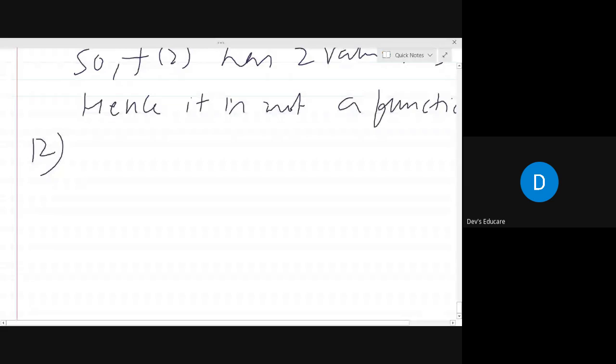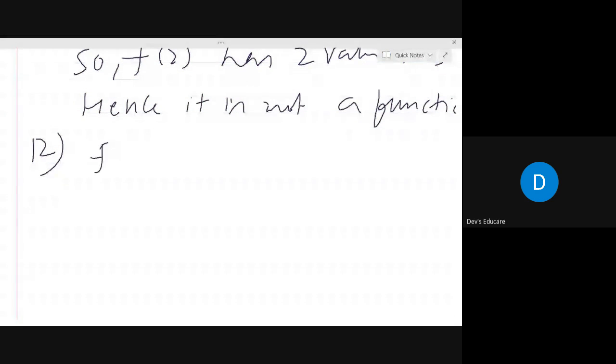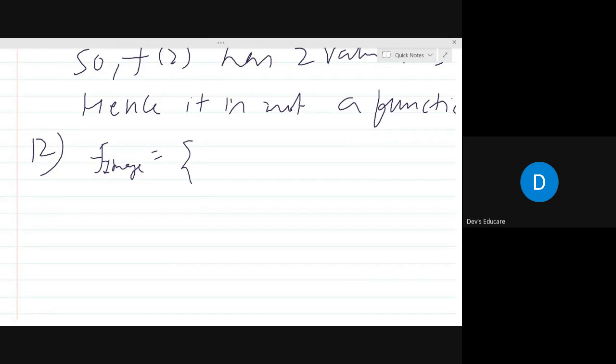Question 12. Let A equals {9, 10, 11, 12, 13}. The set A is given, and F is a relation, a mapping from A to N defined by F(n) equals the highest prime factor of n. Find the image of F. What will be the image of F? What will the image of F be? The prime factor of 9 is only 3.